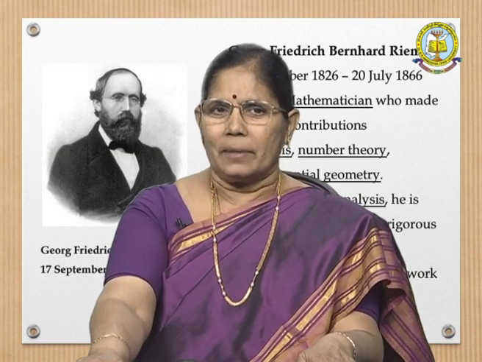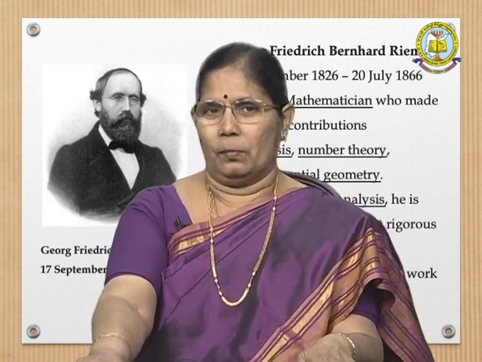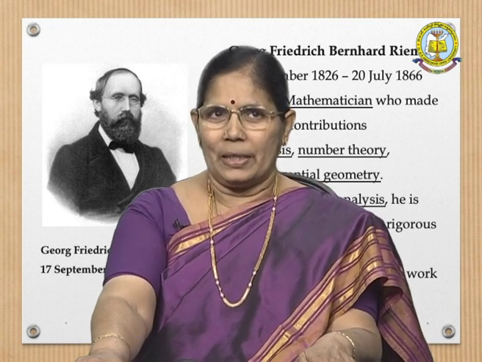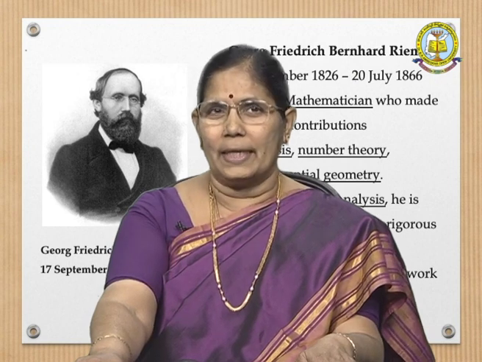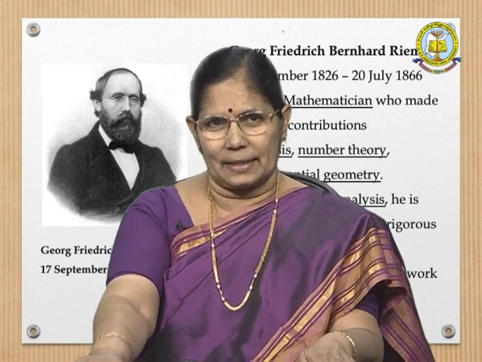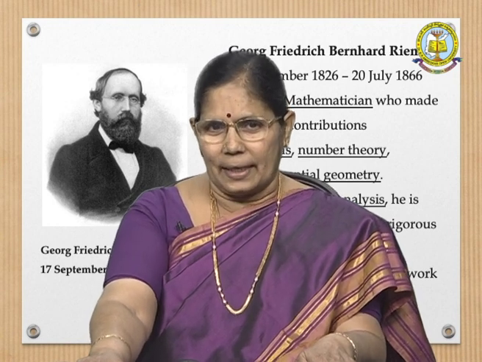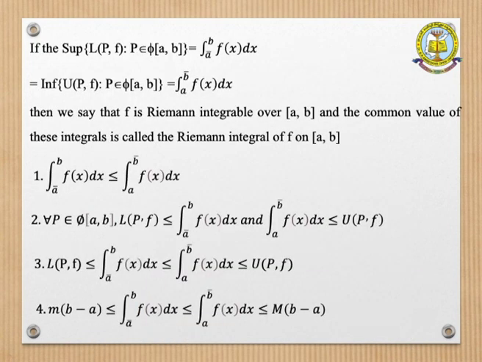Friends, now from these definitions, what does it follow? You see here, always small m into b minus a is less than or equal to the lower integral a to b of f(x) dx is less than or equal to the upper integral a to b of f(x) dx. So, immediately after defining the Riemann integral, these are the consequences. The lower integral a to b of f(x) dx is less than or equal to the upper integral a to b of f(x) dx.